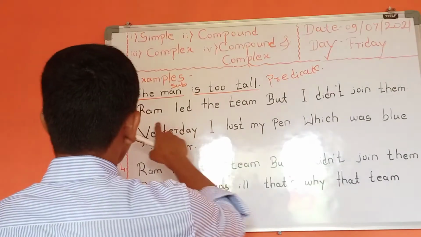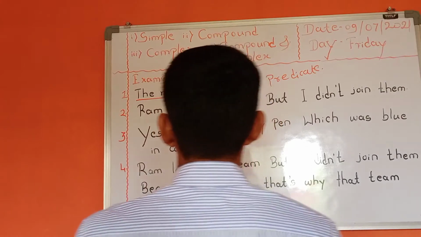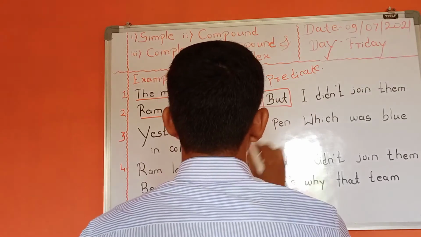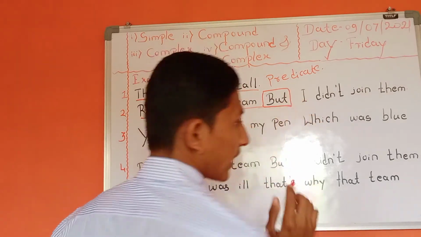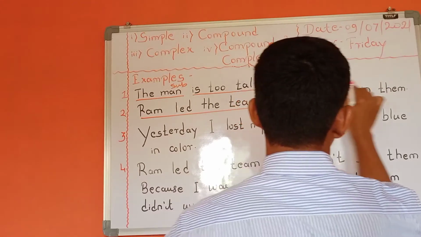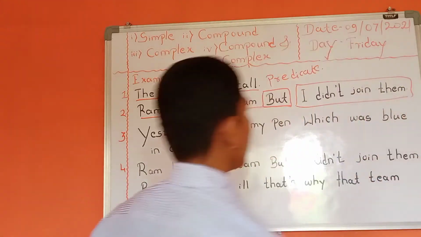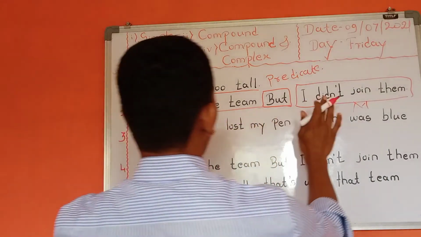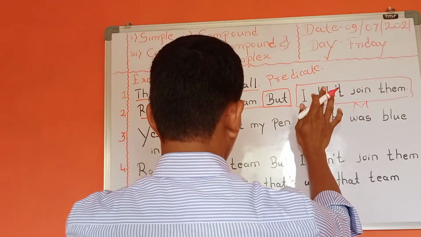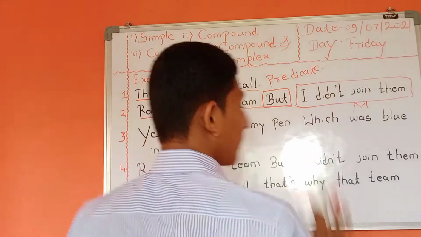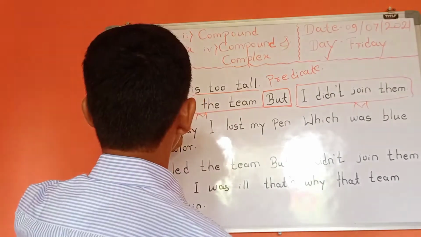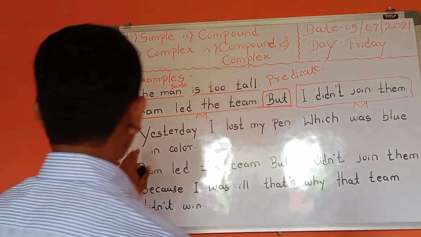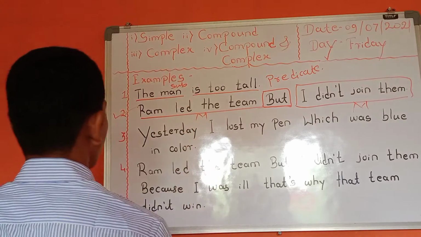I hope you are clear. Okay. Here, Ram led the team. This is also a main clause. Sorry, this is a conjunction. Here, I didn't join them. This is also a main clause. Okay, so that is why these are not dependent clauses. Both sentences are independent clauses, and this example belongs to the compound sentence. Hope you are clear. We cleared up the compound sentence, and now we should talk about the complex sentence.